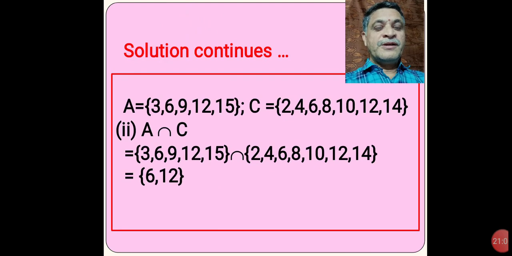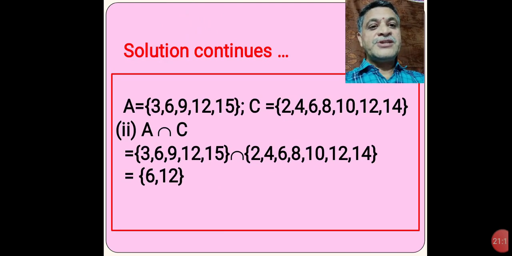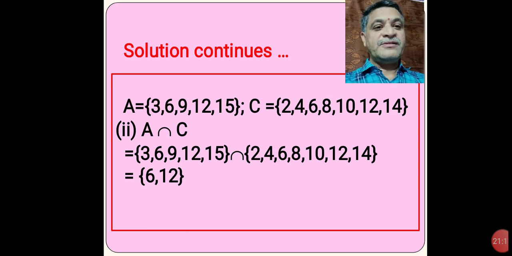Now go to second problem. A intersection C. Again, A is equal to {3, 6, 9, 12, 15} intersection {2, 4, 6, 8, 10, 12, 14}. What are the common elements in both sets? 3 is not in both, 6 is there, and 9 is not there, 12 is there. You write 6 and 12, and 15 is not in C. So you have only 2 elements, 6 and 12. So this is A intersection C.